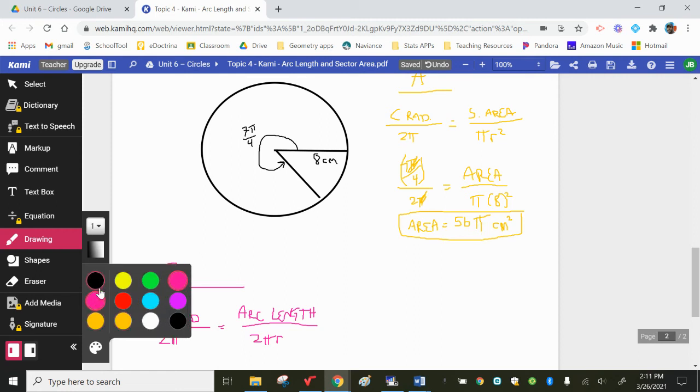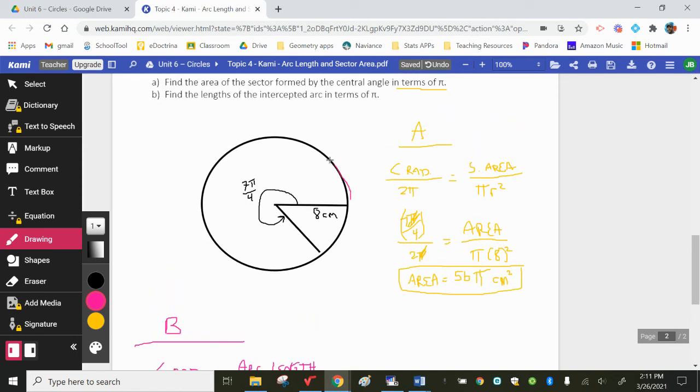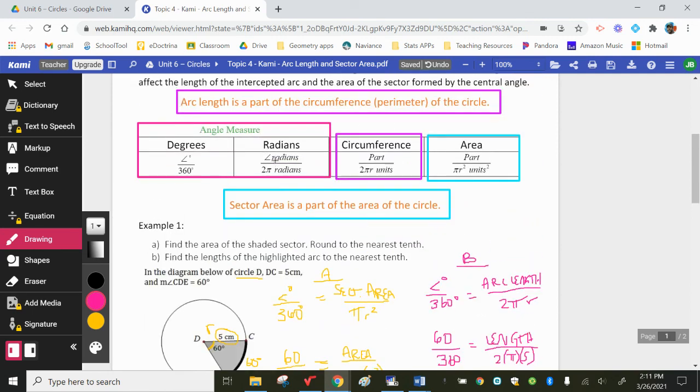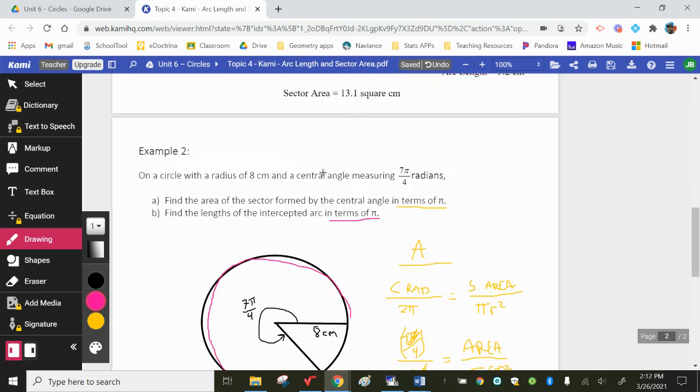Now let's talk about arc length. When we're looking for arc length, I want to look for this portion of the circle right here that I'm tracing along. That's the distance that I'm trying to measure now. And again, we want to find the length of that arc in terms of pi. So again, that pi needs to be present in my answer. Everything else is going to be the same. So I set up my equation. Since my angle was measured in radians, I chose the ratio angle in radians out of 2 pi radians. And this time I'm looking for arc length, so it's part of the circumference, part over 2 pi r units.